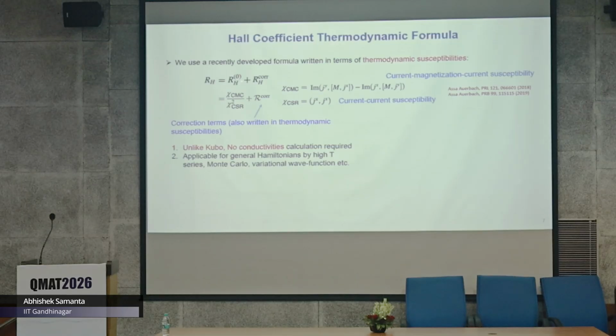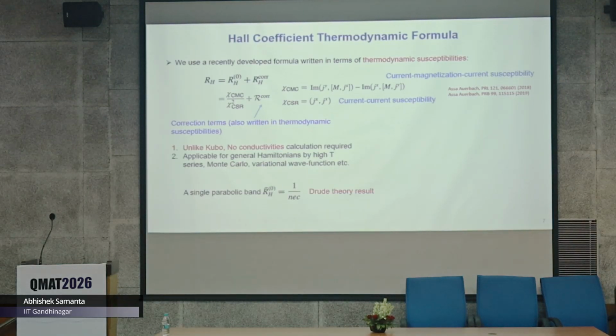So the most important thing to note here is that, unlike the Kubo formula, here we do not need to compute the conductivities; we can directly access the Hall coefficient. And this method is applicable for general Hamiltonians also, by using various many-body methods like high temperature series expansion, Monte Carlo, variational wave functions, and so on and so forth.